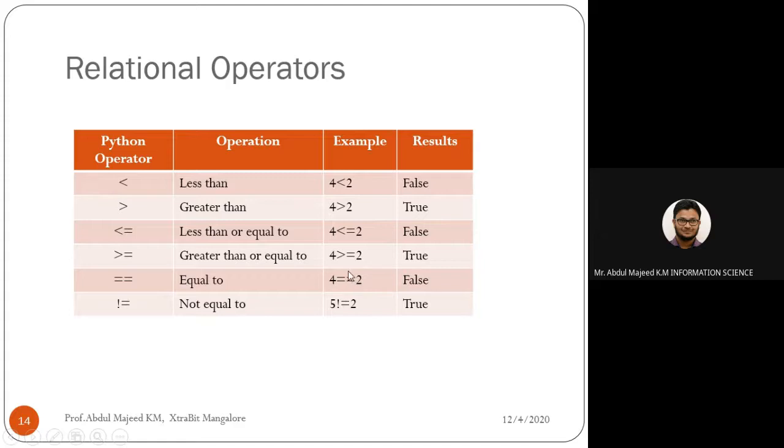Similarly, for comparison we are using double equal to. Okay, so we are using single equal to for assignment, assigning a value to a variable, but we are using double equal to for comparison. So 4 equal to 2 means it will check whether 4 is equal to 2. 4 is not equal to 2, so it will return false. Similarly, for not equal to, 5 not equal to 2 will check whether 5 is not equal to 2. Yes, 5 is not equal to 2, so it will return true.